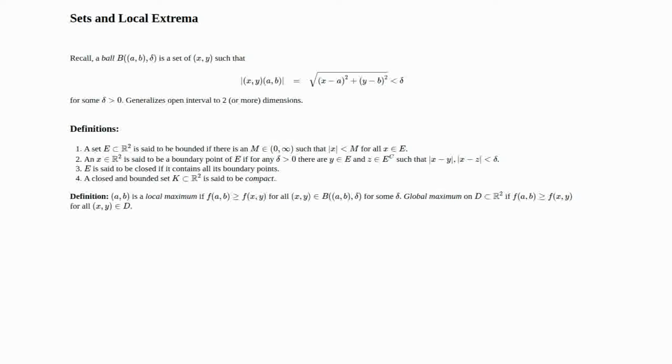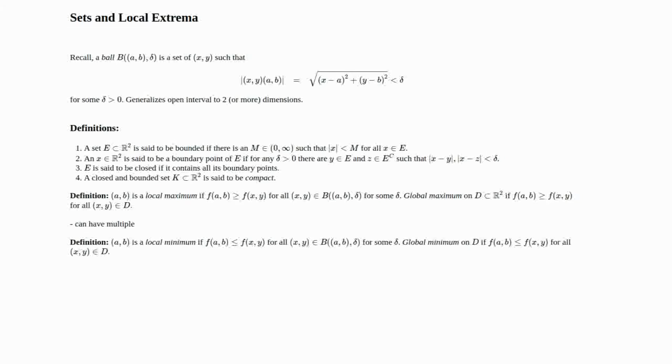(a,b) is then a global maximum on D if f(a,b) is greater than or equal to f(x,y) for all (x,y) in D. So you can have multiple global maximums. It just would mean that these points have the same value. So maybe the function is flat for a while and then tails off in the various directions. All the area where it is flat and at the highest point would be a global maximum.